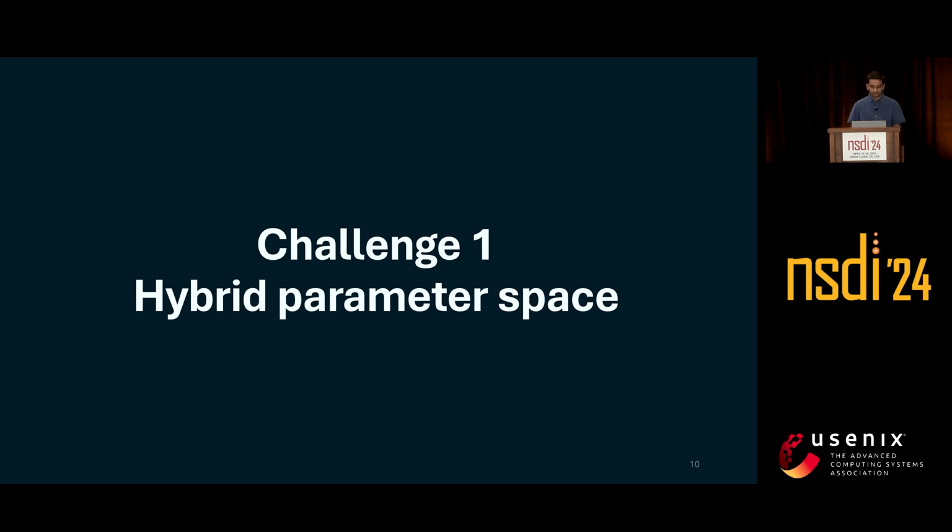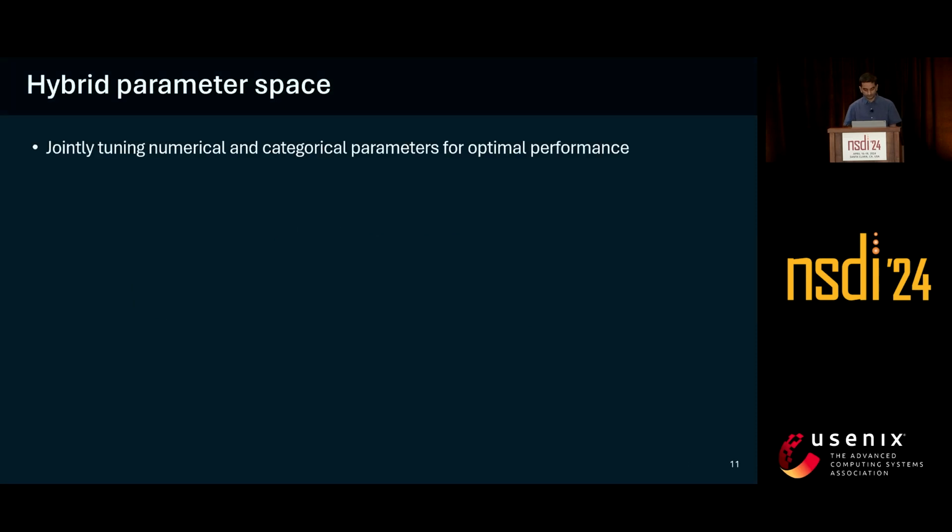Thanks, Gagan. Let's now move on to the first core challenge of tuning configuration parameters, which is handling hybrid parameter spaces. We just saw that apps can have a mix of numerical and categorical parameters. As we will demonstrate later, these parameters need to be jointly tuned in order to achieve optimal app performance.